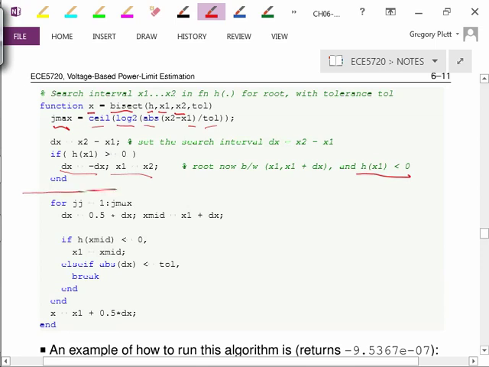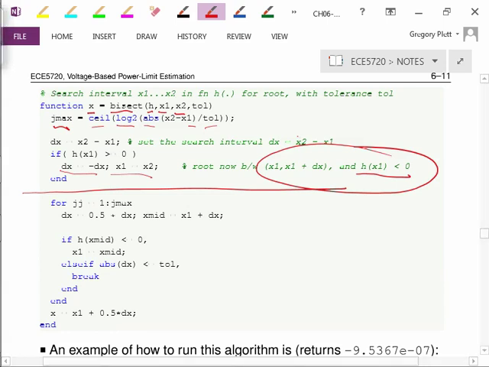And by the time I get to this point, we have that the root is between x1 and x1 plus dx, where dx may be a negative number, and h of x1 is the negative value, and h of x2, or h of x1 plus dx, is the positive value. Now I go through a bunch of iterations up to j max. I do that many at most.